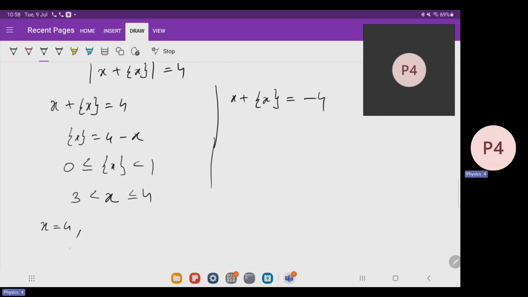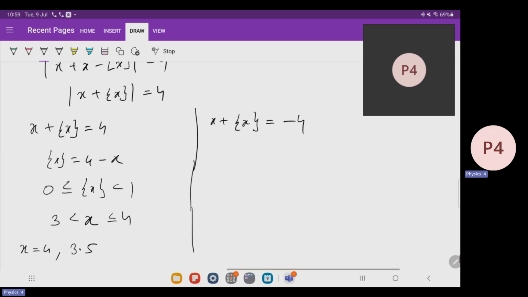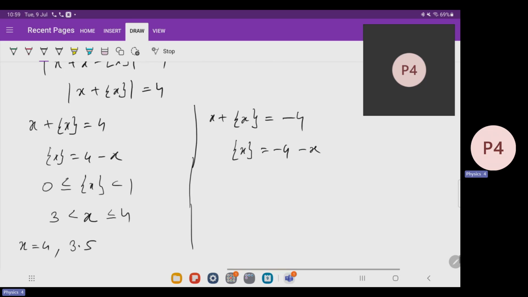One number I can already see is 4. 4 plus fractional part of 4 is 4. Next number is 3.5. 3.5 plus the fractional part of 3.5 is 4. Remember, the output should be an integer, 4. There are no other x's in between that will satisfy this. So two solutions here. Now, fractional part of x is minus 4 minus x.